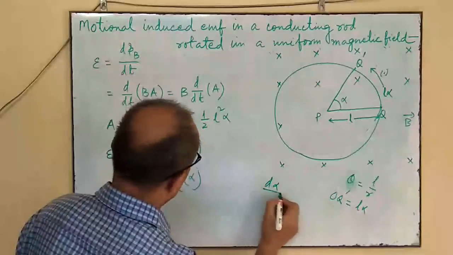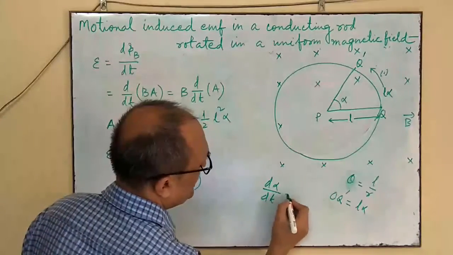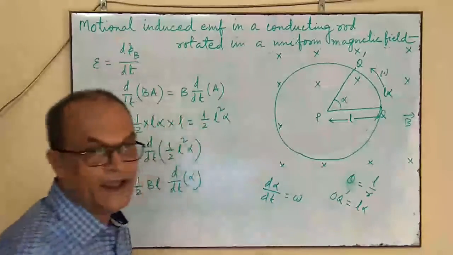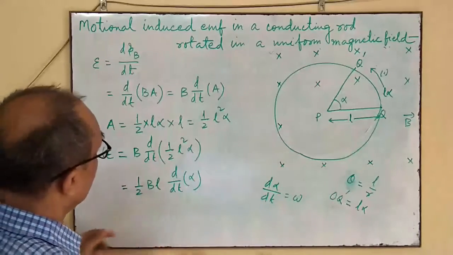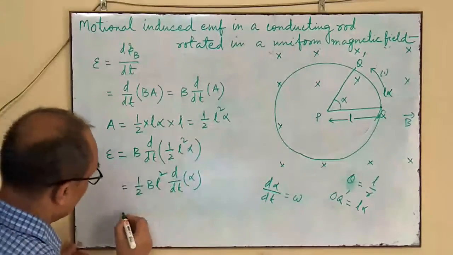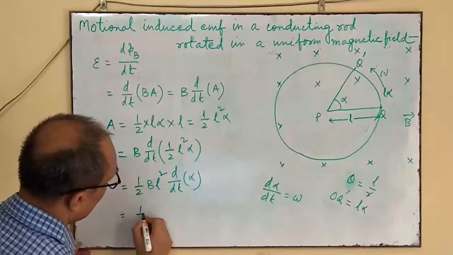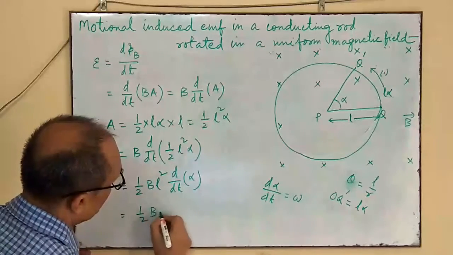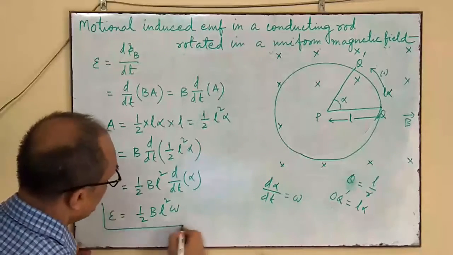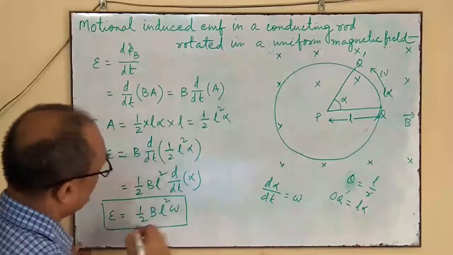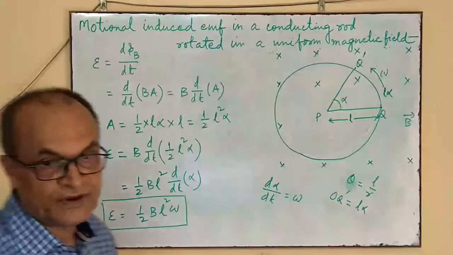d alpha by dt equals omega, the angular velocity. So this equals 1 by 2 B L square omega. This is the final value of EMF.